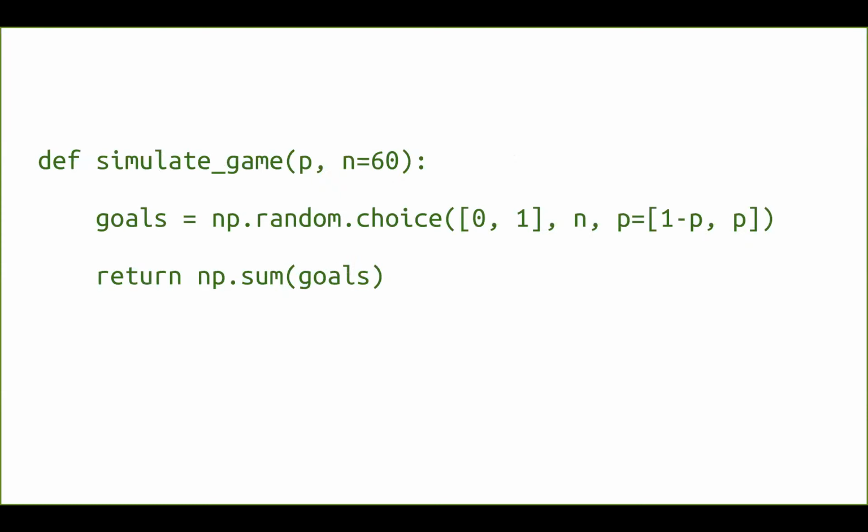This is a Python function that does that. The parameters are p, again, that's the probability of scoring a goal during any minute, and n, 60 minutes, which is the duration of an NHL game. I'm using a NumPy function, which is random.choice. It's going to choose either 0 or 1 goals. It's going to do it n times, so 60 minutes. And during each minute, it's going to use 1 minus p and p as the probabilities. At the end of the game, I'm just using np.sum to add up the total number of goals.